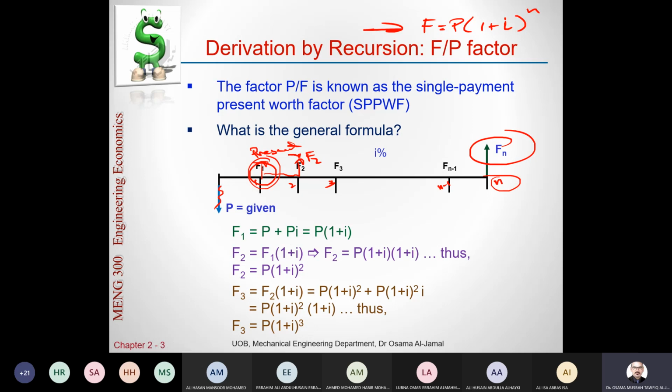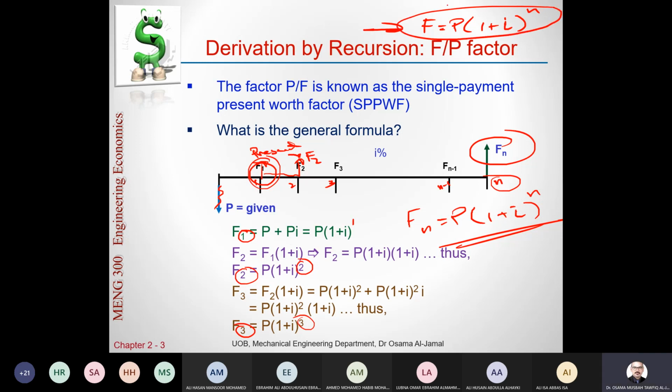What can you notice here, guys? When the power equals 1, we're talking about the first period. When the power is 2, we're talking about the second period. The power 3, third period. If you want to do it for Fn, what will be the power? N. Power n. That's exactly what we got here. Later on, you don't have to write this.